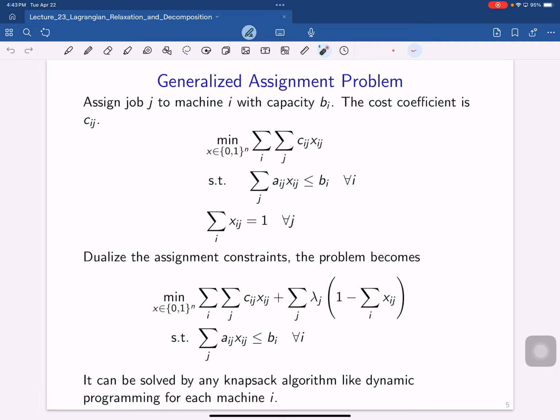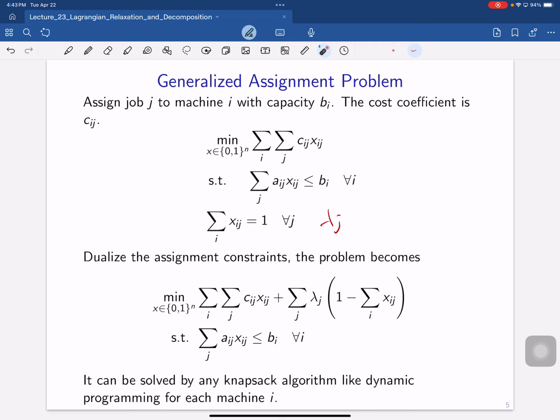If you dualize the assignment constraints, you create a Lagrangian multiplier and multiply each of these assignment constraints by the multiplier lambda j, and then you end up with this particular problem. Essentially you bring the assignment constraint into the objective, and you are left with the knapsack constraints here.